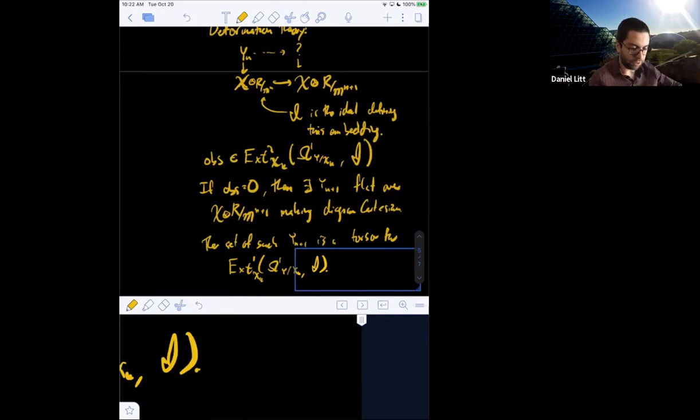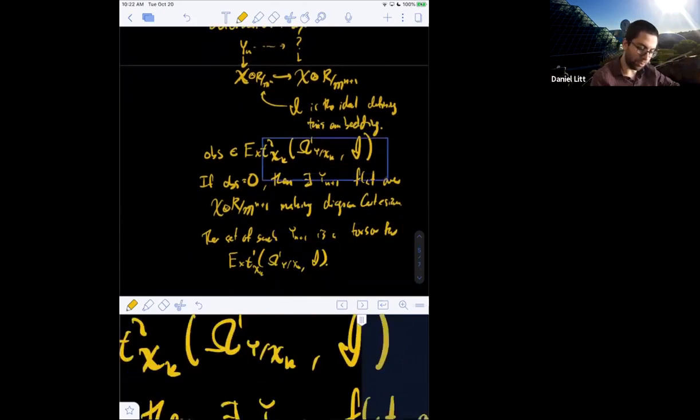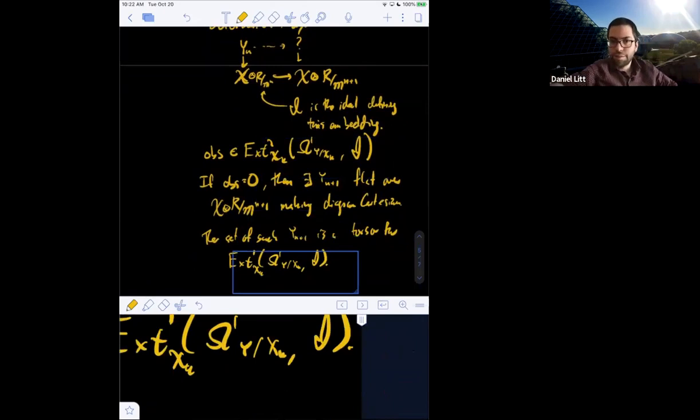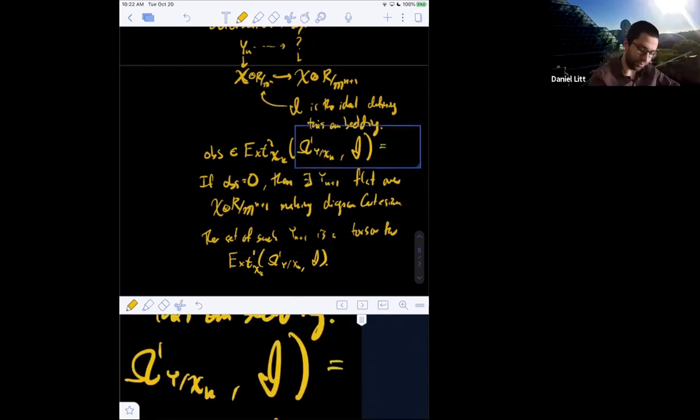Okay. So does anyone notice anything about these groups? So Y over X_k was étale. So what does that tell you about Omega^1? They're 0. Yeah, so both of these groups are 0.